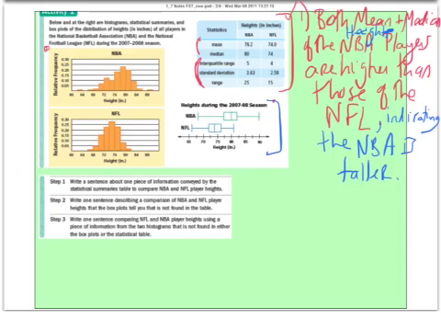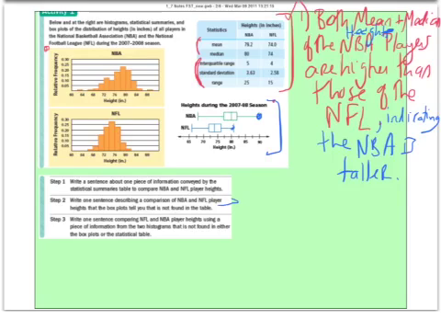One of the things I didn't talk about are percentiles, though. So why don't we mention that? We could say something of this nature for step 2. We could say the tallest NBA player is much taller than that of the tallest NFL player. Here's our tallest NBA player than the NFL, and put some numbers with it.